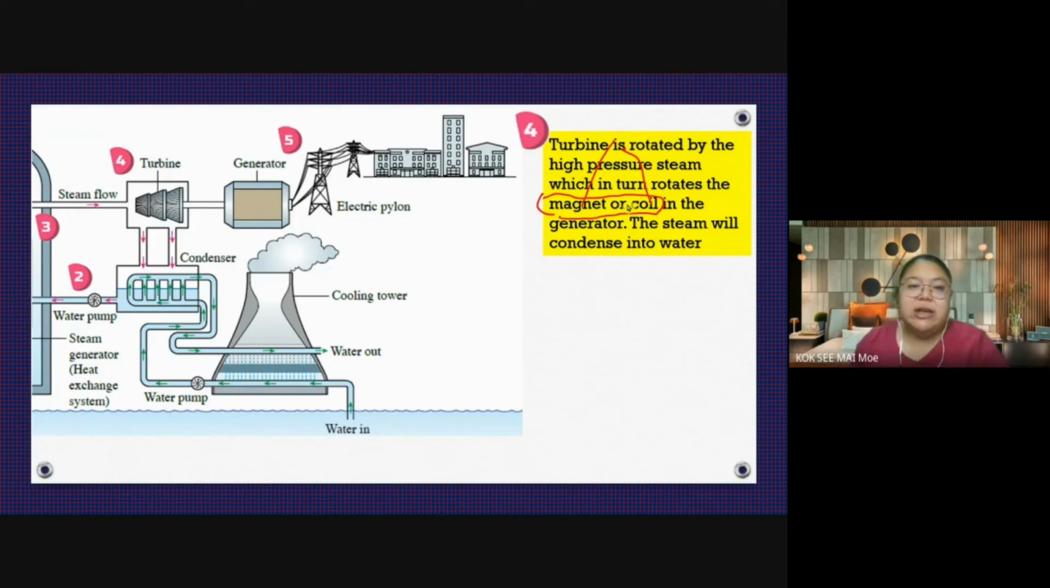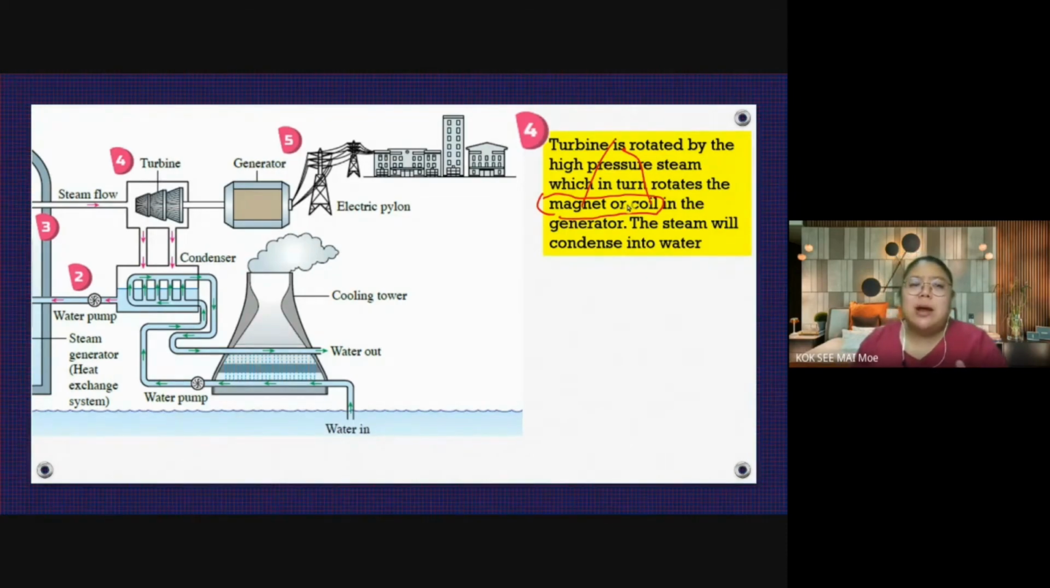After that, they generate electricity, just like your dynamo. Example, the dynamo for your bicycle. Okay, they must have the magnet and also the coil together. When you start your bicycle to turn the wheel, that means it makes the magnet rotate. After that, they produce the electricity. The concept is like this.